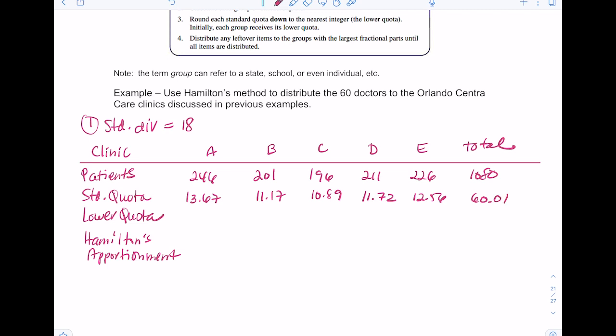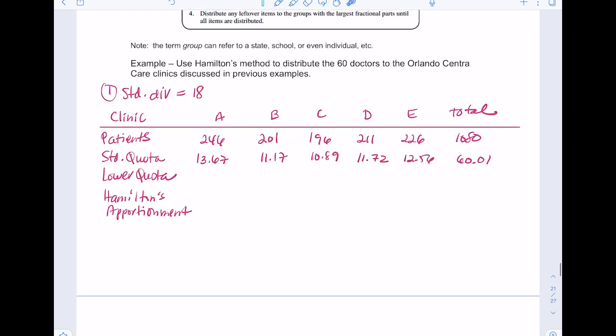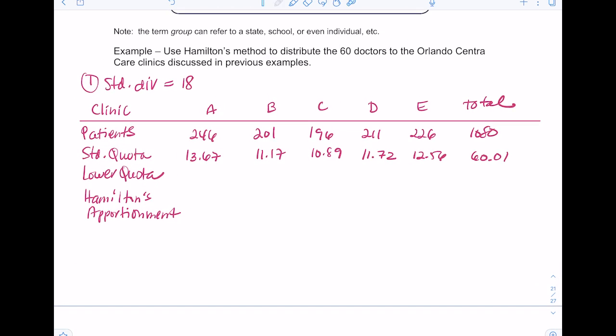Remember that gave us 60.01. Again, those first 2 columns came from our original table. We took each of the patients and divided by 18, and that gave us these numbers. When we added it, we didn't get 60 exactly, which is what we do need. So we're going to use Hamilton's method and find the lower quota. I'm going to take each of these standard quotas and round down to the nearest integer. So this would be 13, 11, 10, 11, 12. And if you add those 5 numbers up, you get 57.